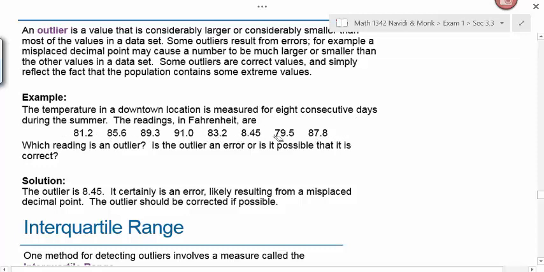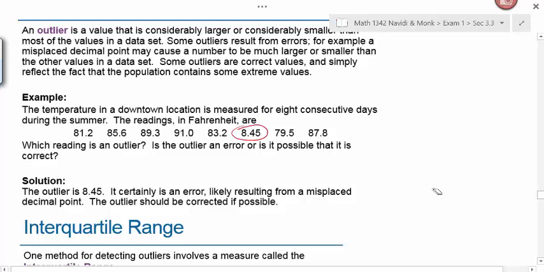Do you see a number in this list of data that looks like it might be an outlier? It looks like 8.45 degrees might be an outlier because we're looking at days in the summer and all these numbers are between 80 and 90 degrees. Basically, that 8-degree day would be below freezing, and that might be an error. Odds are whoever wrote that number down just put the decimal in the wrong place, and maybe that data value should have been 84.5. That seems reasonable.